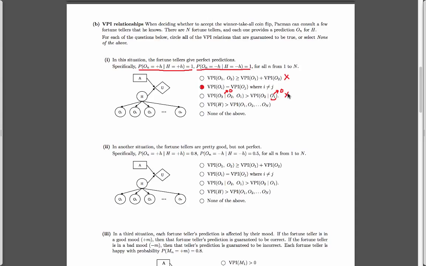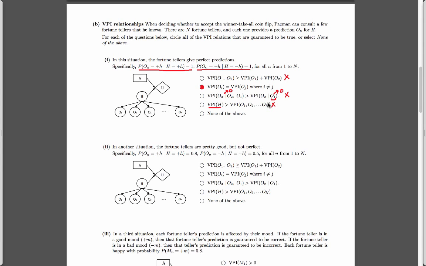Lastly, let's look at option 4. So in this case, we have the VPI of knowing the variable H, and because in this case the fortune tellers give perfect predictions, then knowing one of these values, or knowing all of them, or any number of these values of O, means that we know exactly what H will be. So therefore, the VPI of H is equal to the VPI of O1, O2 through On. So therefore, this statement is also false. And that's our final answer.